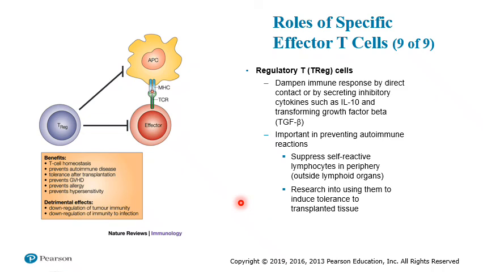So the regulatory cells are a type of helper T cells, and there are different types of helper T cells, and one of them is your regulatory. They stop the immune response by direct contact or by secreting inhibitory cytokines such as interleukin 10 and TGF beta, which is a cytokine that is inhibitory to the actions of the T cells and the B cells. They are important in preventing autoimmune reactions. They suppress the self-reactive lymphocytes outside of the lymphoid organ.